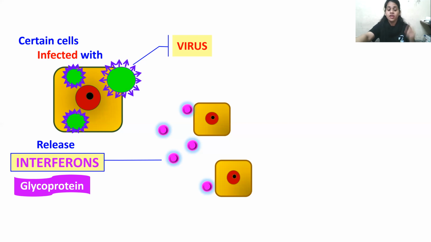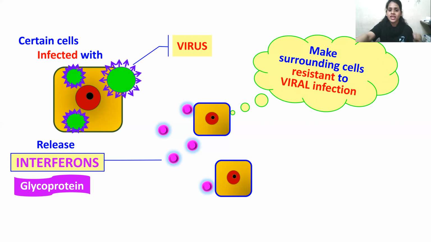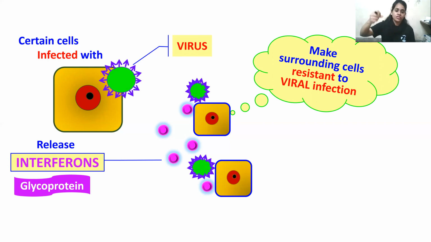Interferon is a glycoprotein, and this interferon makes the surrounding cells resistant to viral infection. It does not allow the virus to affect the other adjacent cells. Can you see? As these interferons got released by the virus infected cell, it didn't allow the other cells to get affected by that virus. Very, very important for MCQ. What are interferons? Interferons are released by virus infected cells and they protect the subsequent cells from the viral infection.